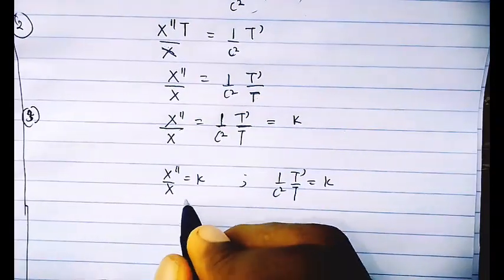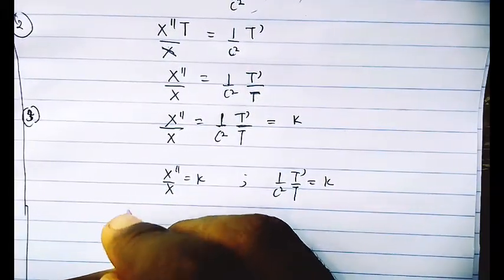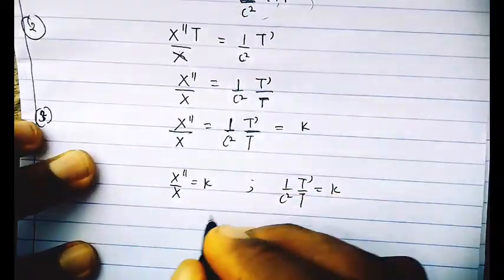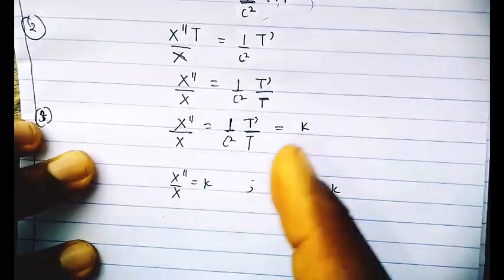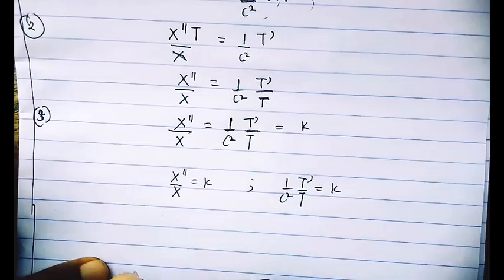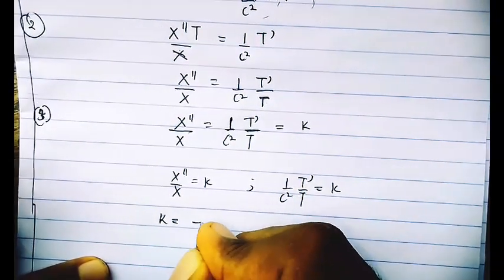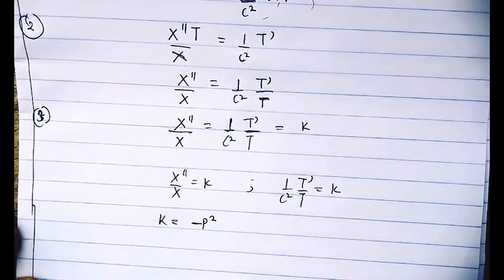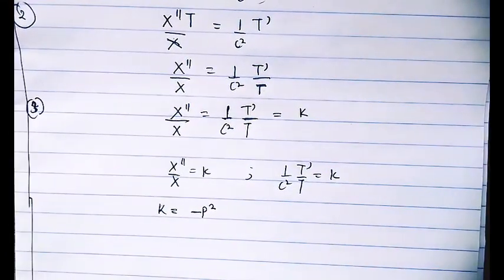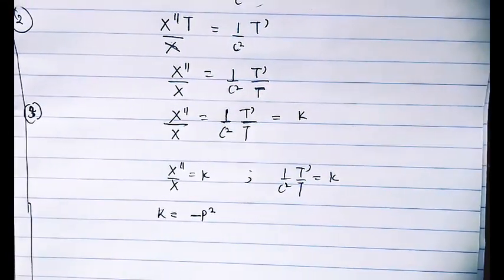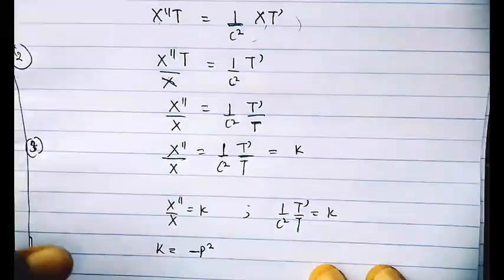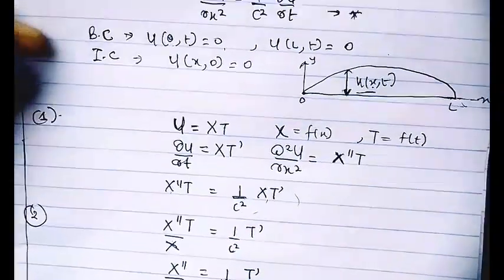So now let's express it in the form of an equation equal to 0. But first, before we do that, we assume let k be equal to minus p squared. Remember, this is just a step. Just follow me step by step. That's why I'm doing it step by step, so that you will not miss a step. So the first step we did, let me just recap.